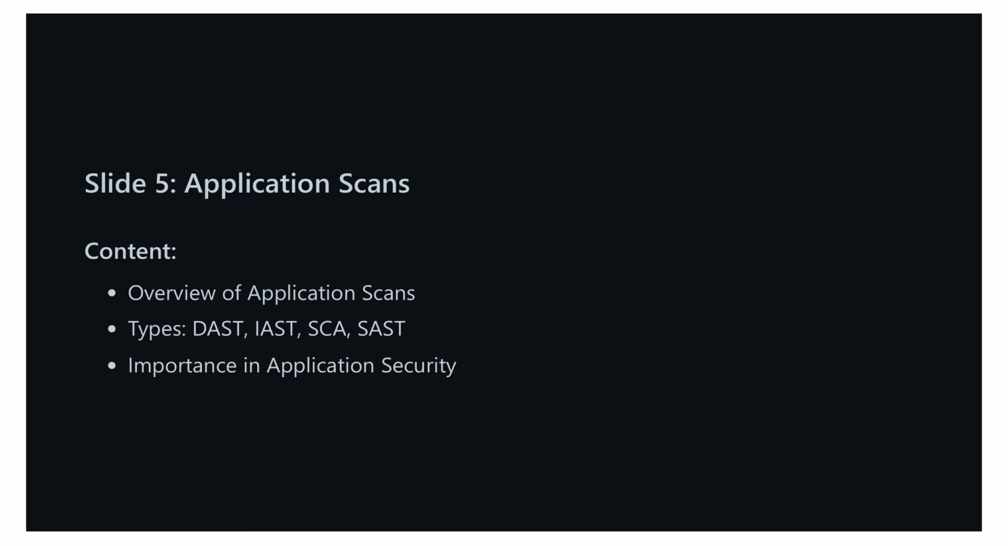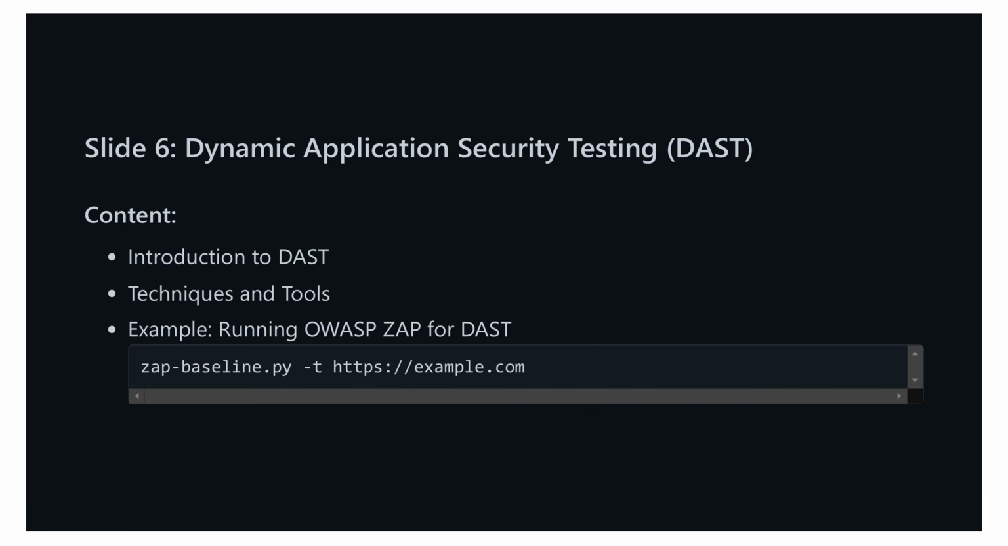Now, moving forward, the next slide will delve deeper into Dynamic Application Security Testing, DAST, including techniques and tools such as running OWASP-ZAP for DAST scans. Now that we've covered the overview of application scans and their various types, DAST, IAST, and SAST, let's dive deeper into Dynamic Application Security Testing, or DAST.